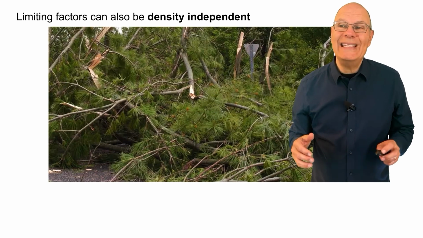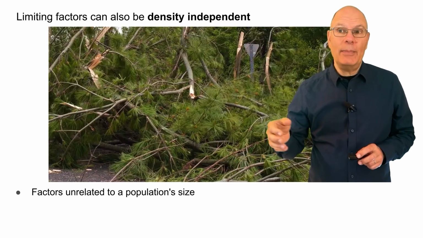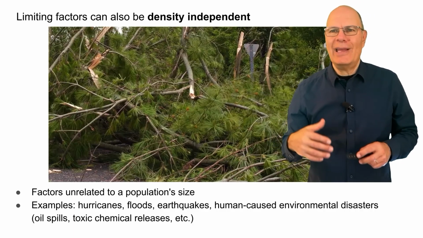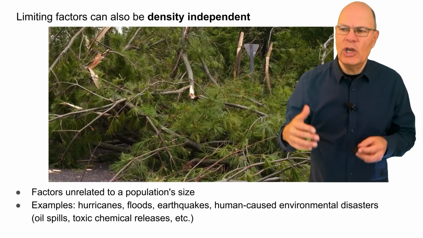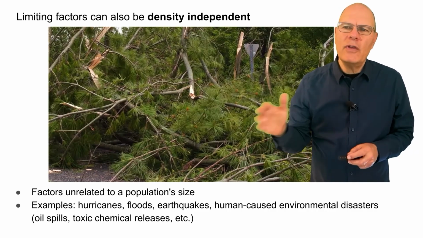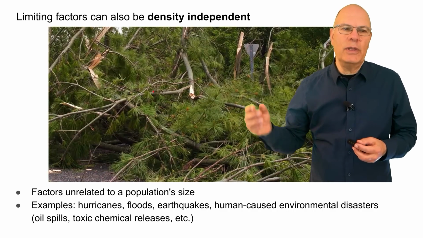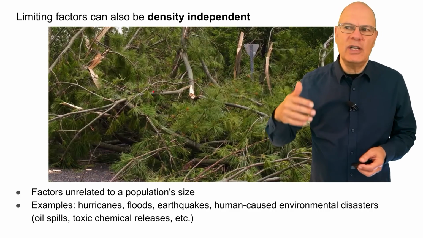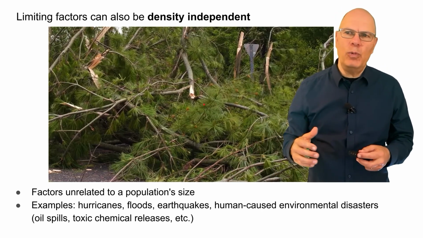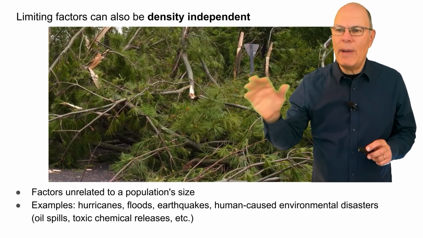Limiting factors can also be density independent, and these are factors that are unrelated to a population size. They're not related to the population's increasing density. So examples are things like hurricanes, floods, earthquakes, human-caused environmental disasters like an oil spill, a toxic chemical release. All of those have nothing to do with the population. For example, there was a population of birds that was living within these trees. Well, its population is going to be vastly reduced by the damage that's caused by this storm, but that had nothing to do with whether there were a lot of individuals or just a few individuals. It's outside the population's density.